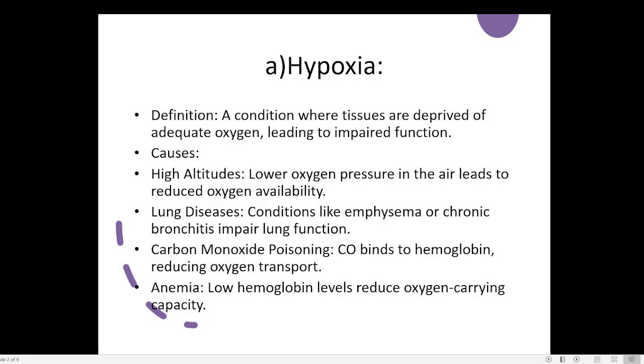Then we have anemia. Anemia means low hemoglobin level. Normally we should have a hemoglobin level of around 13 to 15 or 16. But if the hemoglobin level goes below 10 or 8 or 5, that means our body doesn't have enough RBC or enough hemoglobin to carry oxygen to different cells and tissues. That situation will also lead to low oxygen. So these are the four situations which lead to hypoxia.